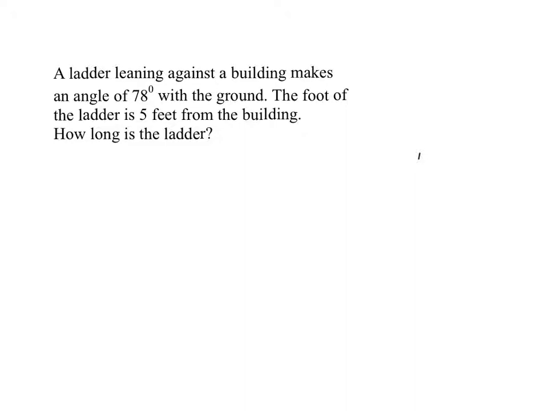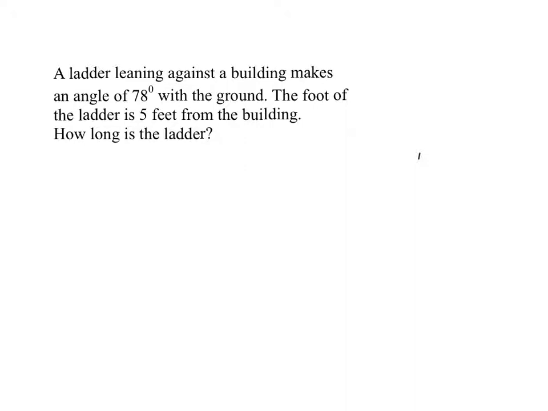All right, let's try another one. This time, we don't have a picture given to us, so I want to look at how we can go through the very first step, and draw a triangle. So this one says, a ladder leaning against a building makes an angle of 78 degrees with the ground. The foot of the ladder is 5 feet from the building. How long is the ladder?